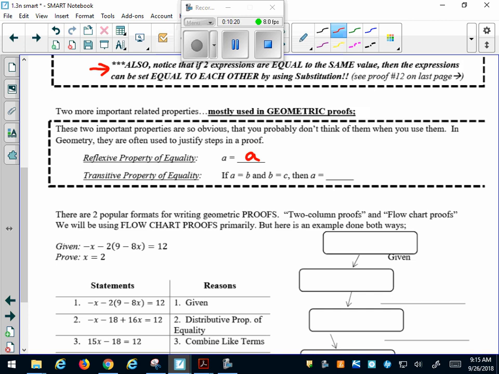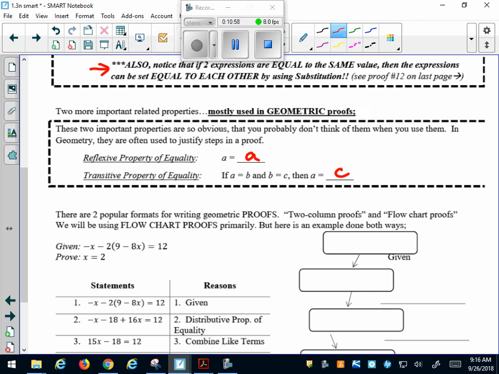All right? Transitive property of equality. This says if A equals B and B equals C, then A must equal C. Think about it this way. If I'm the same height as my sister, and my sister's the same height as my mother, then what do you know about me and my mother? Must be the same height, right? Because basically you're saying that all of them are equal, right? So that's called the transitive property.